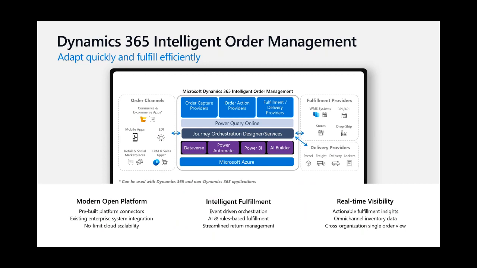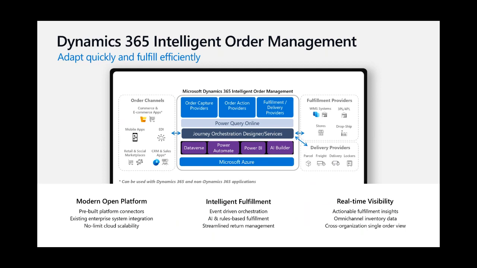Intelligent Order Management just got launched in public preview and will be available in GA soon. As part of that intelligent fulfillment component, distributed order management is available as well. So let's look at a little bit about Intelligent Order Management. It orchestrates your order journey right from the order channels all the way to the fulfillment providers and delivery providers. It's built on top of the Power Platform, which is built on Microsoft Azure. It uses the Dataverse data model. Orchestration is built using Power Automate, and it has analytics and reporting using Power BI and AI Builder models for anomaly detection and other things.